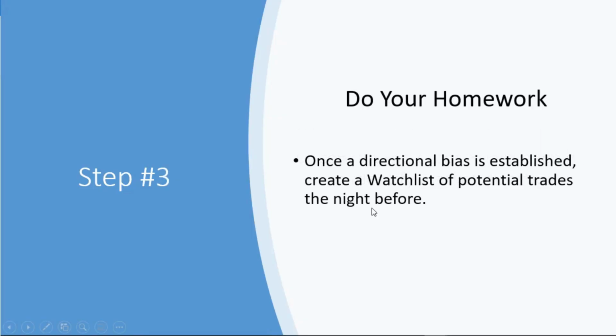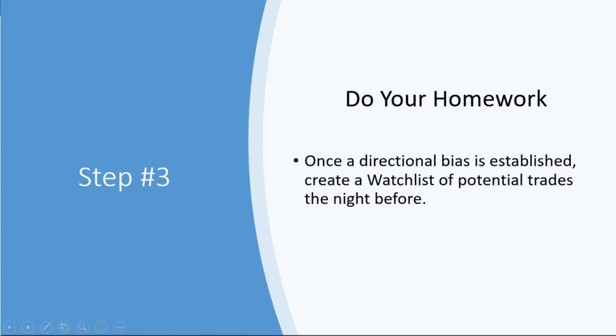Step number 3 is do your homework. Once a directional bias is established, and we established as of last night, October 14th, that we do, in fact, have a bullish directional bias heading into the following day, you want to create a watch list of potential trades the night before. Remember, we want stocks that are doing what we want them to do. We want stocks that are rising in price. We want safe, undervalued stocks that are in uptrends.